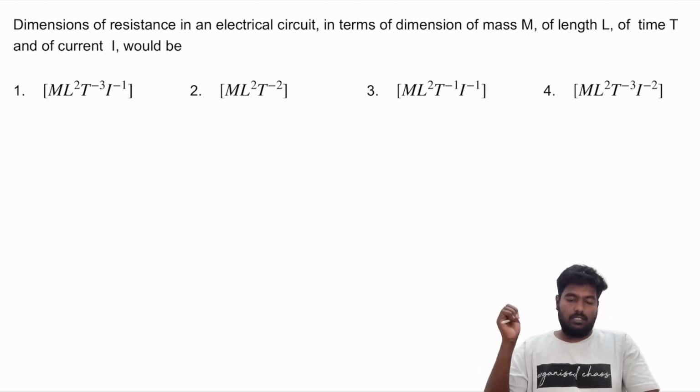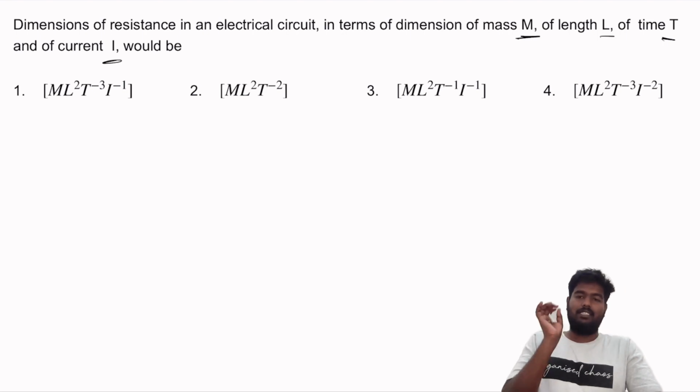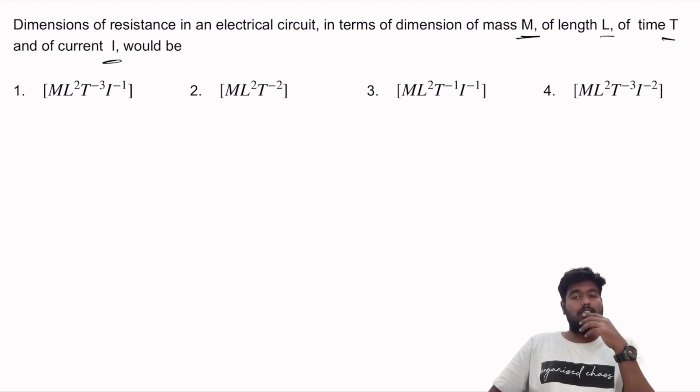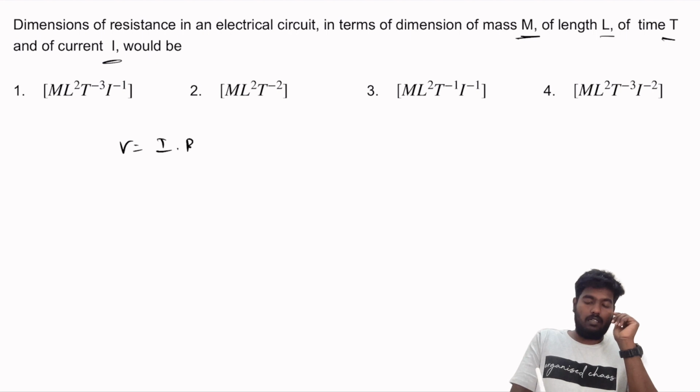Dimensions of resistance in an electrical circuit in terms of dimensions of mass, length, time T, and current I will be... This is a very nice question. Initially, in my school days, I thought, how can resistance have the dimensions of mass, length, and time? But it is very easy to achieve. We have to use two formulas. One, we know that V equals I into R. We want only resistance, so resistance is voltage divided by current. This is a fundamental formula.